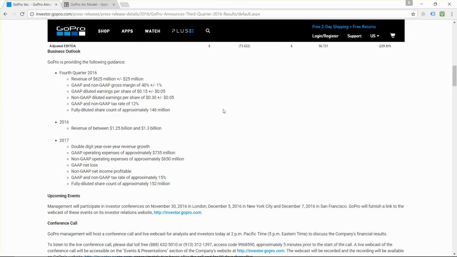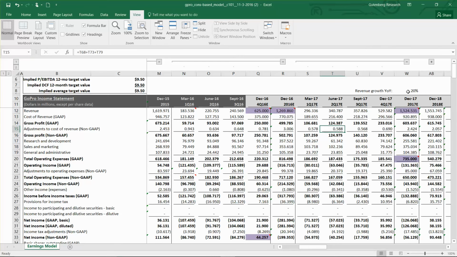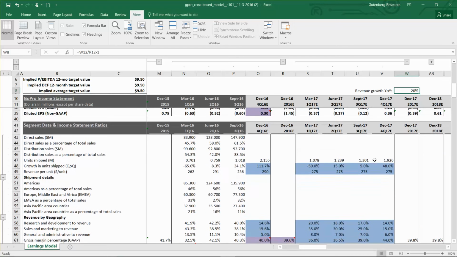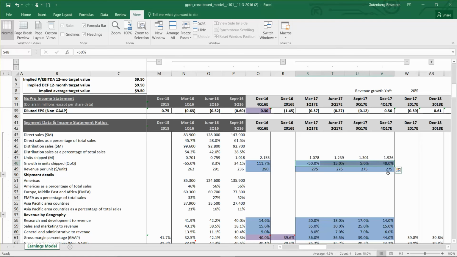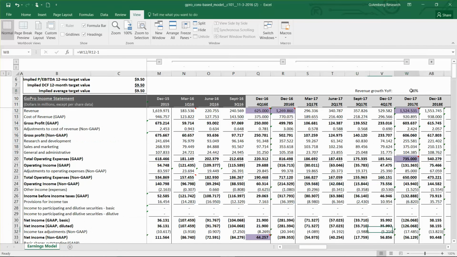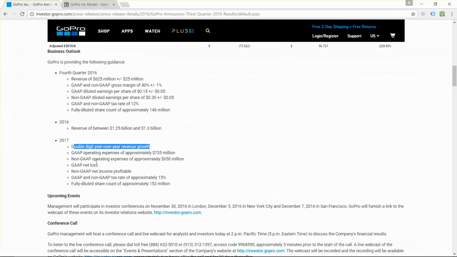So the problem with the 2017 guidance is they didn't really do much in the way of revenue. They just said double-digit year-over-year revenue growth. So double-digit could really mean anything. For right now, we have our model set at 20%. But again, this is where you want to plug in your own values, and you can do your bull or bear case assumptions here. The best way of doing that would be to change the growth rate in the units shipped and change the average selling price per unit. So right now we're at a 20% year-over-year revenue growth rate, and then we have to go through the expenses.